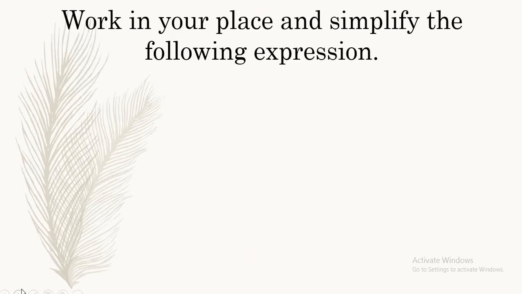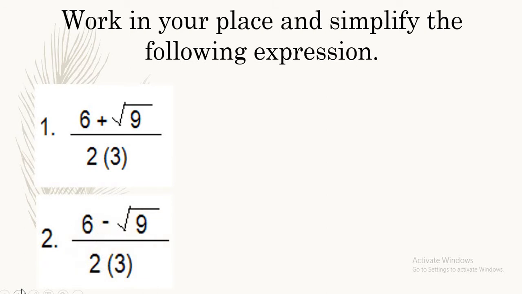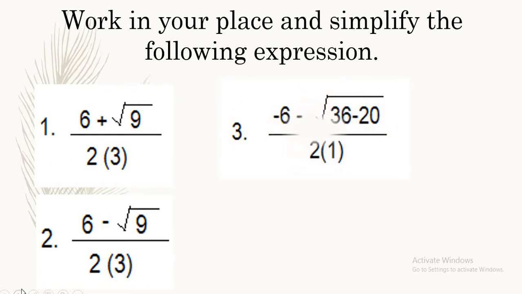Work in your place and simplify the following expression. 6 plus square root of 9 all over 2 multiplied by 3. 6 minus square root of 9 all over 2 multiplied by 3. Negative 6 minus square root of 36 minus 20 all over 2 multiplied by 1. Give yourself 5 minutes to answer the activity. Then continue with the video.